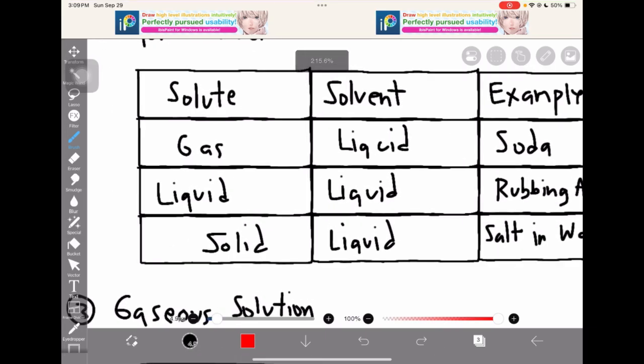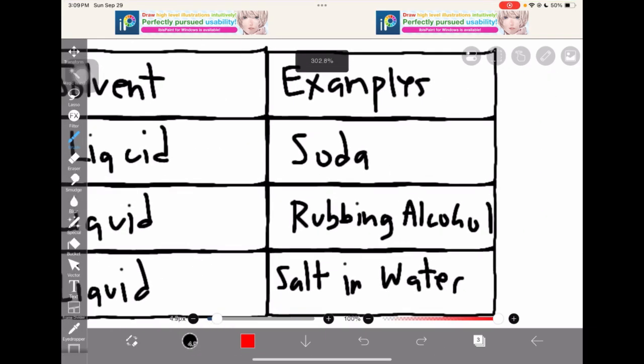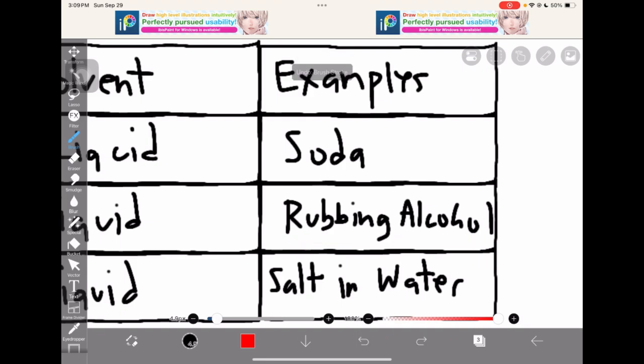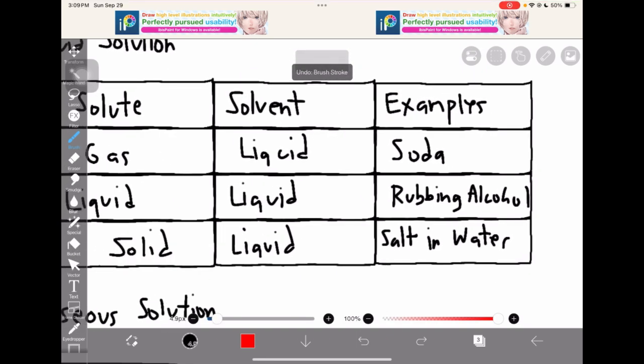Then for a liquid solute and a liquid solvent, an example is rubbing alcohol. This is why you see the 70% solution, because it's not 100% pure alcohol. You dilute the solution. We'll talk more about dilution and concentrated solutions later as well.